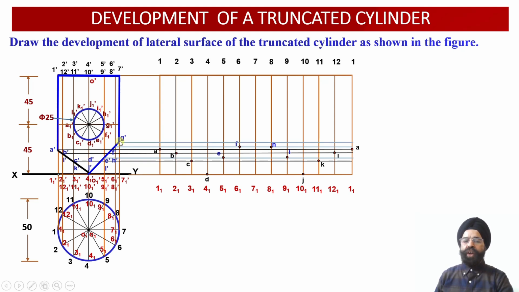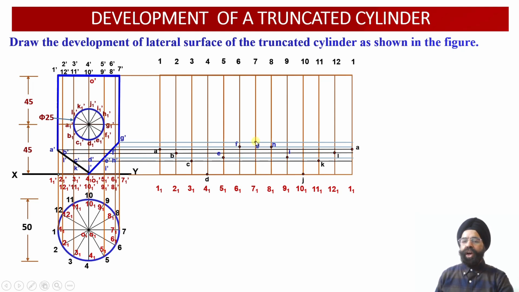It is the point of intersection of the second cutting plane with the vertical edge 7-7'. So through this point G dash, which is lying onto the vertical generator 7-7', now if we draw a horizontal projection line, wherever this horizontal projector line intersects the vertical generator 7-7', we will be obtaining the point G over here.